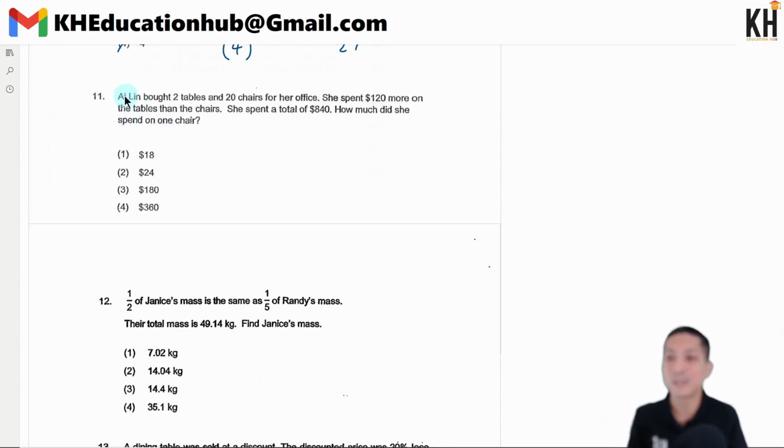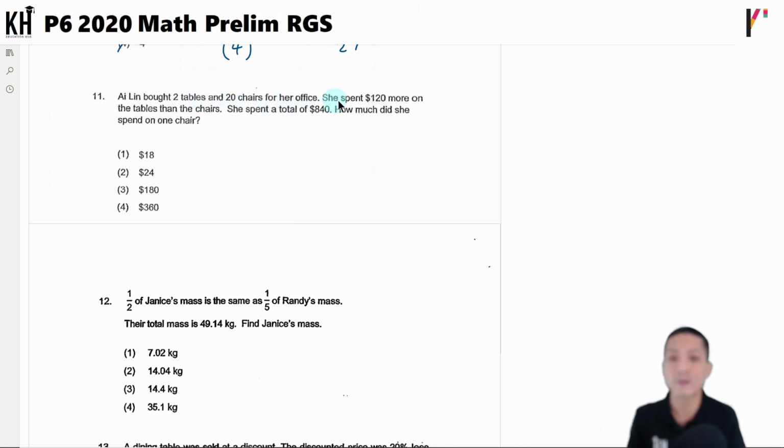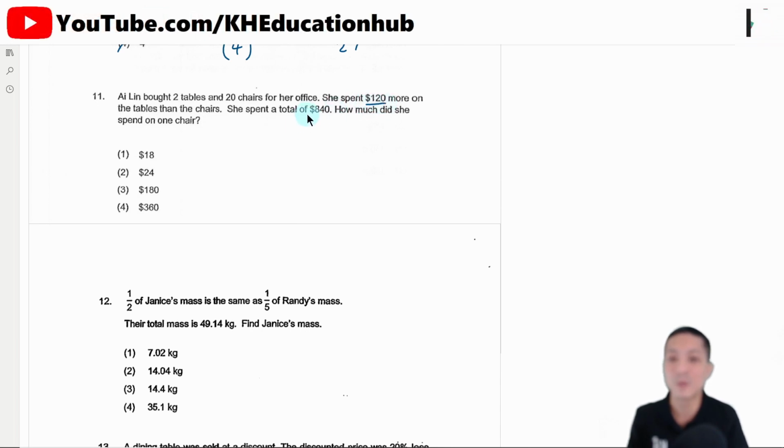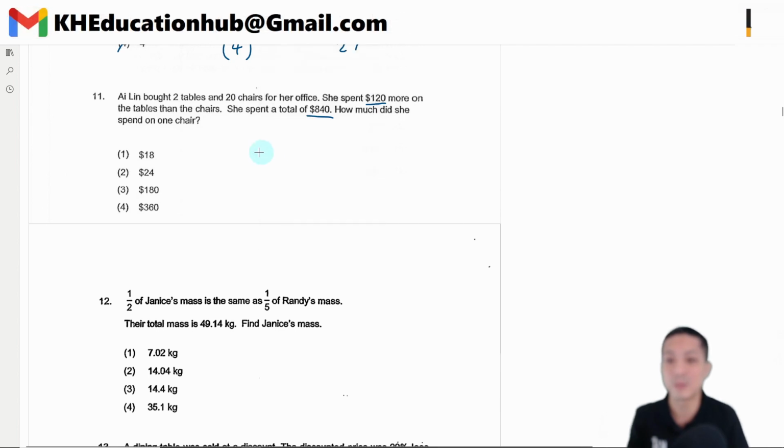Okay, next, question 11. Eileen bought 2 tables and 20 chairs for her office. She spent $120 more on the tables than the chairs. She spent a total of $840. So how much did she spend on one chair? What's important is this $120 more, and she spent a total of $840.